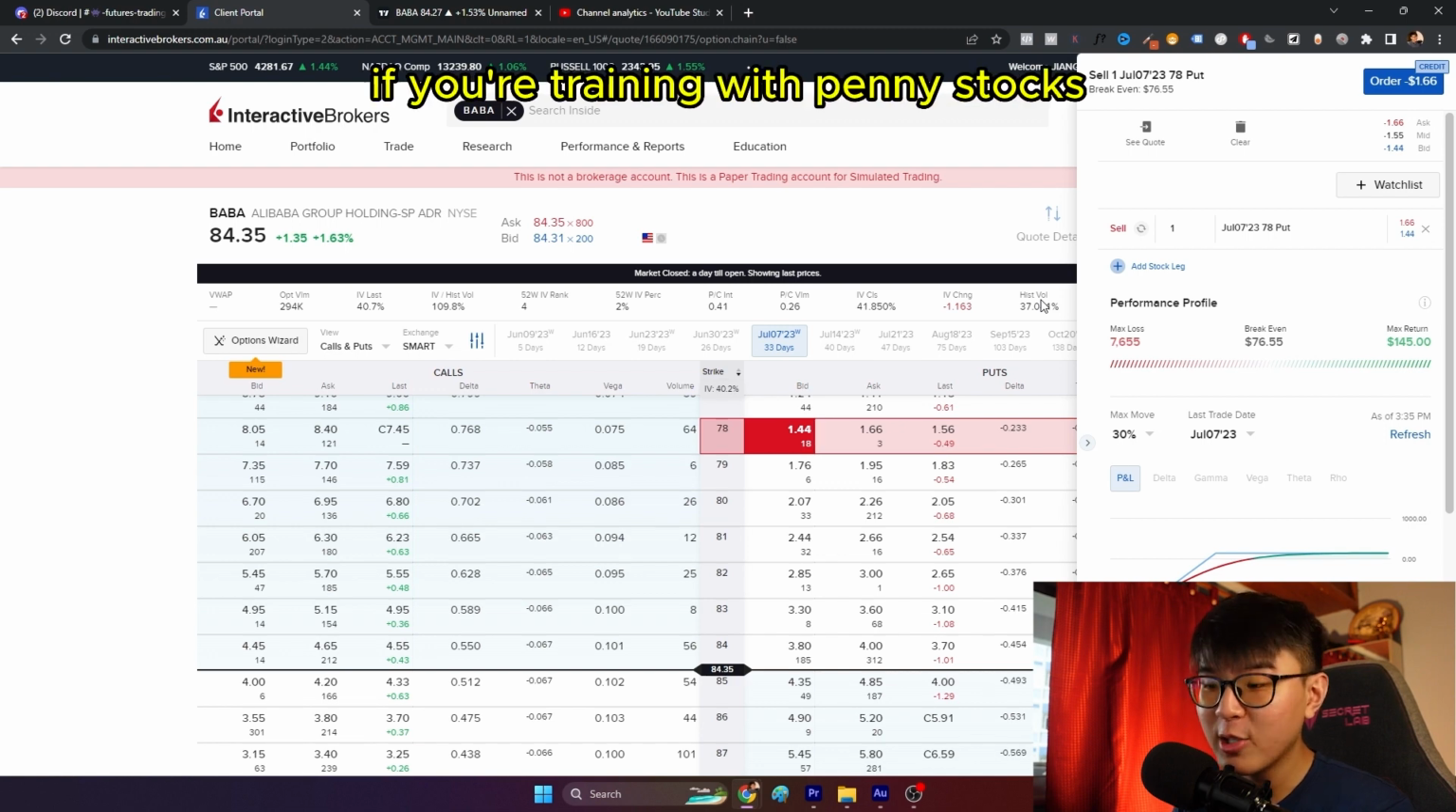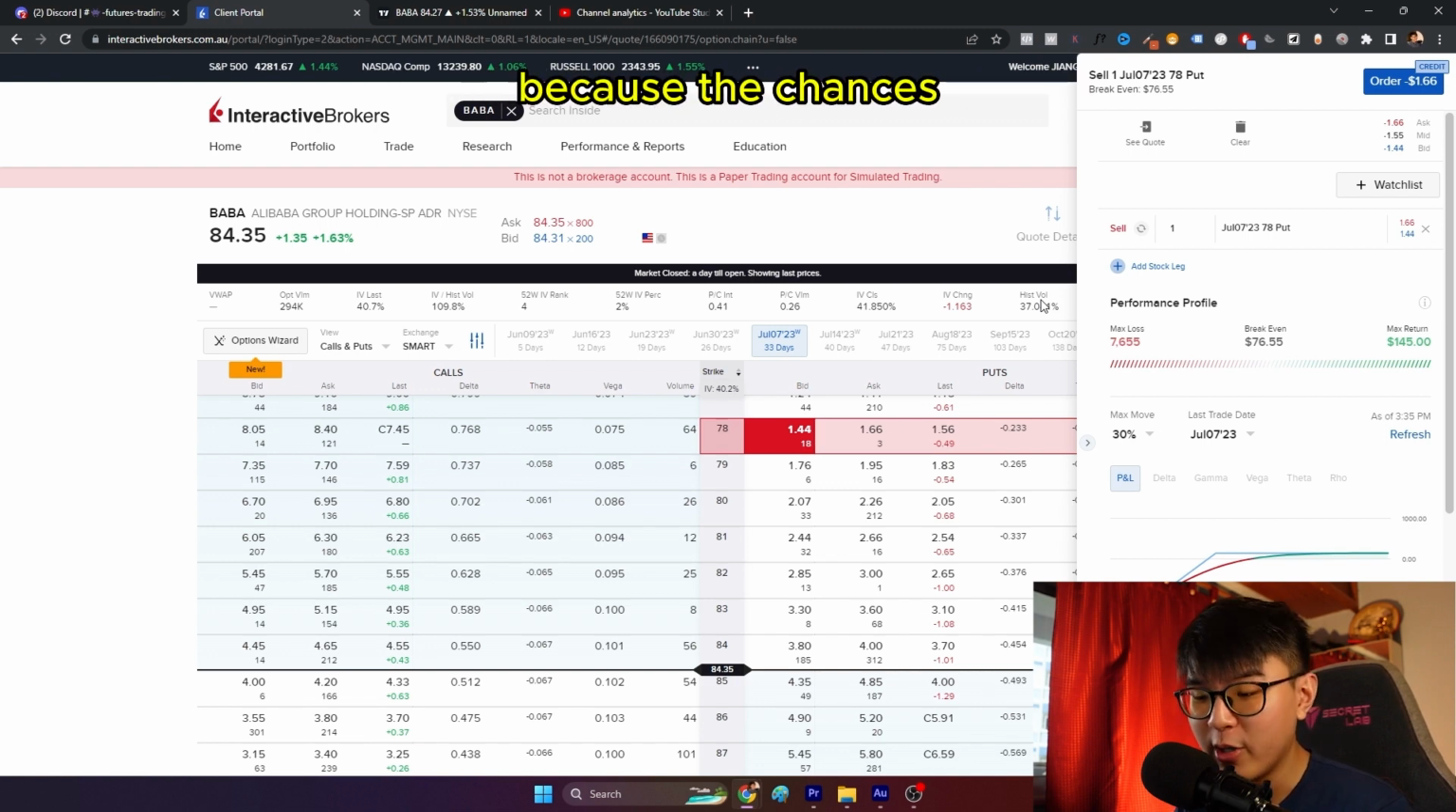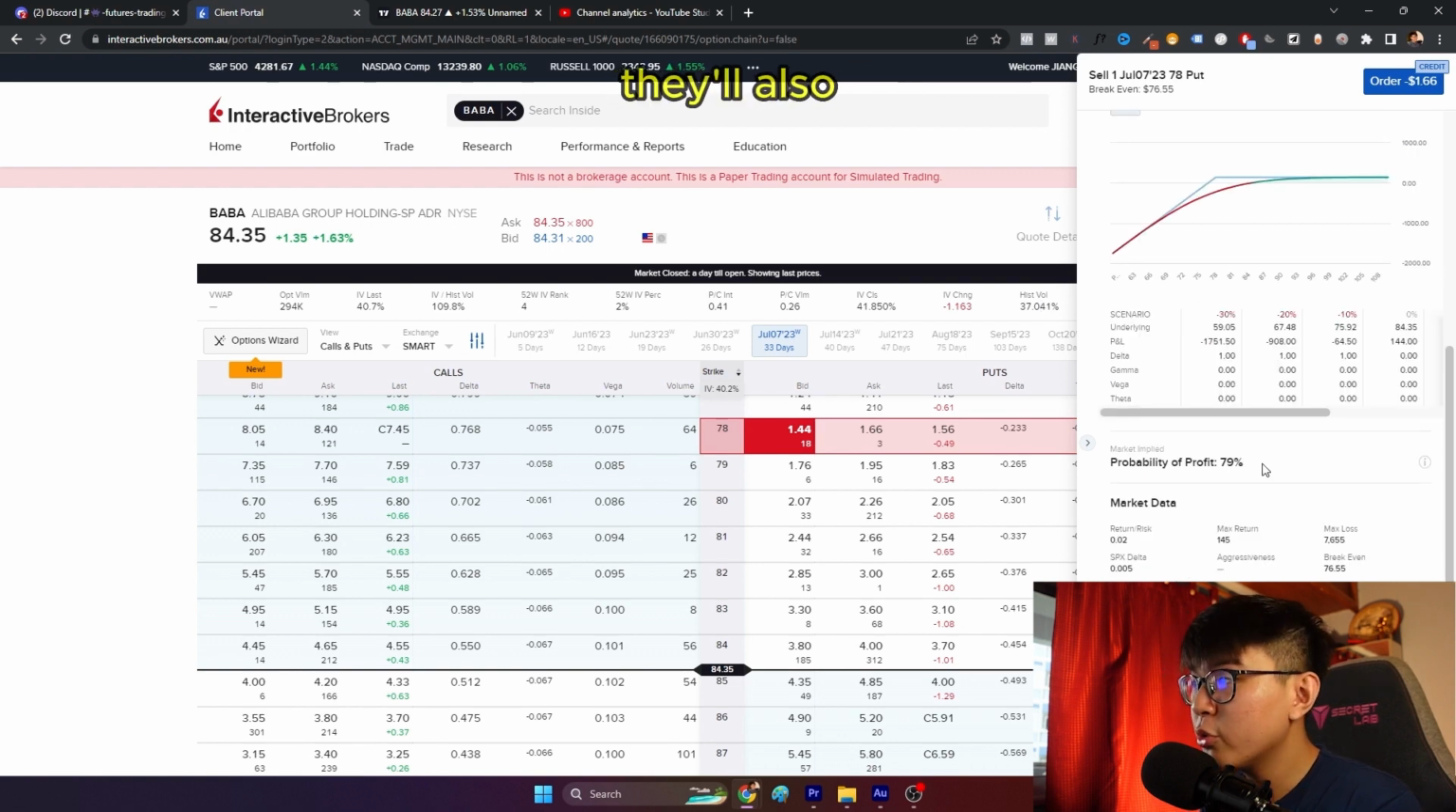If you're trading with penny stocks or low price stocks, then that's another issue because the chances of them falling to zero is very high as well. So these are the considerations that you need to think of before you sell cash secured put options. In this table, they'll also show you the probability of profit, which is 79%.